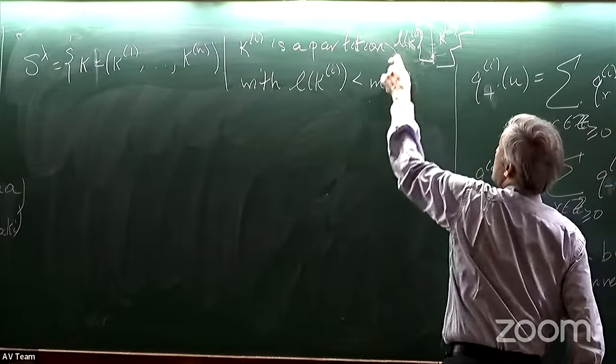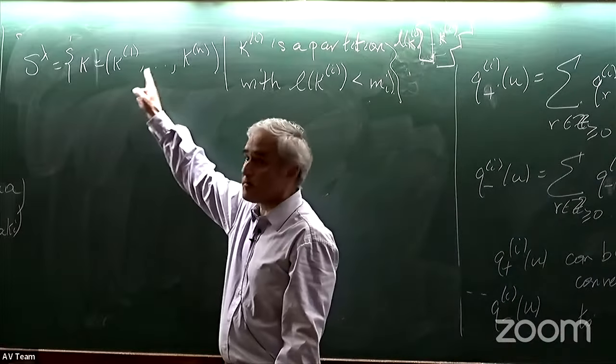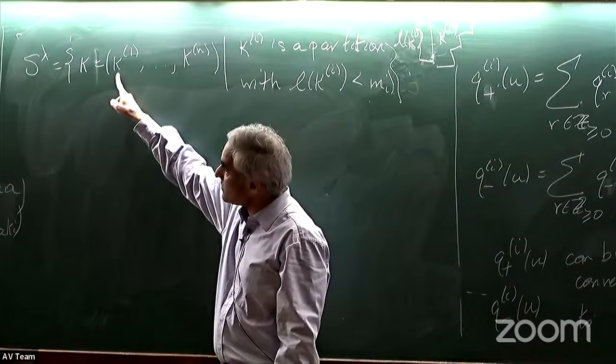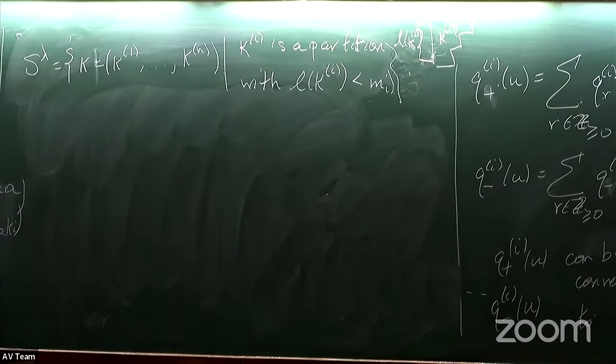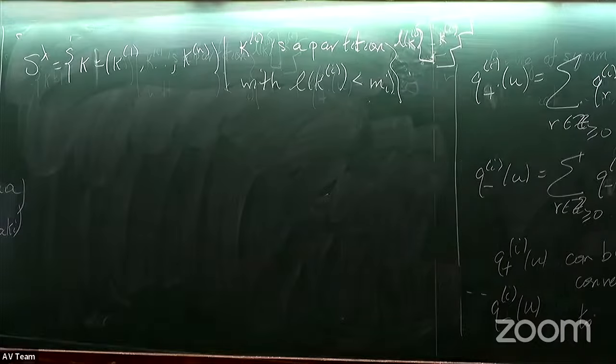So I take tuples of partitions. These are a bunch of partitions. The first one must have the number of rows bounded by M1. The second one must have the number of rows bounded by M2, and so on. And this is what I like to call periodicity.